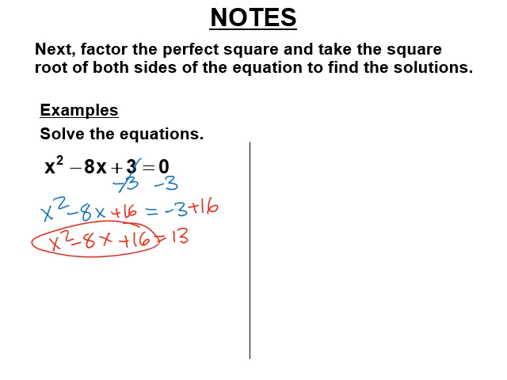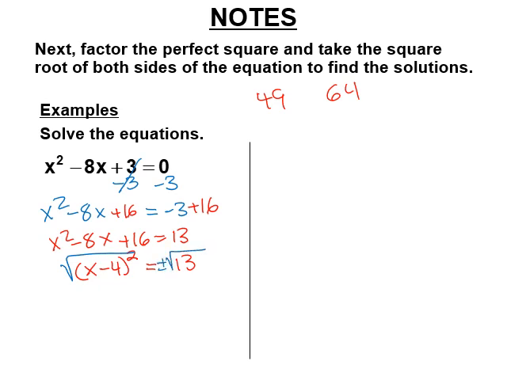Now here is the magic. That's a perfect square, like 49 and 64, right? You can take the square root of it. But first, let's factor it. The factors of that, right, are x minus 4 and x minus 4, or (x minus 4) squared, and that equals 13. So since it's a perfect square, we can take the square root of it. And we're going to take the positive and negative square root of both sides, but you don't have to write it twice. We'll just write it on the right side.